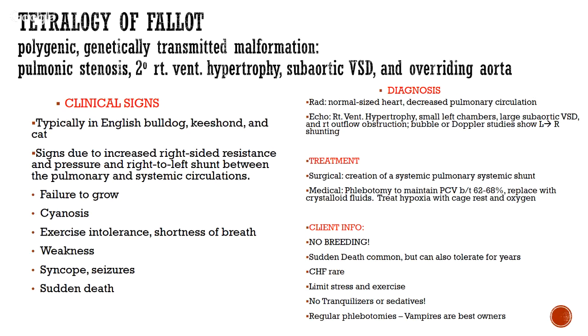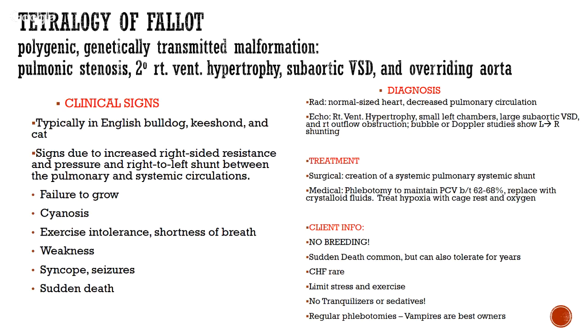This typically can be found in English Bulldogs, Keeshonds, and in the cat. Signs are due to an increased right-sided resistance and pressure and right-to-left shunt between the pulmonary and systemic circulations. So we'll see a failure to grow. They'll be cyanotic or blue, not enough oxygen to the tissue, exercise intolerance, shortness of breath, weakness, syncope, seizures, and sudden death. Diagnosis, we may see some changes in x-ray, not often.